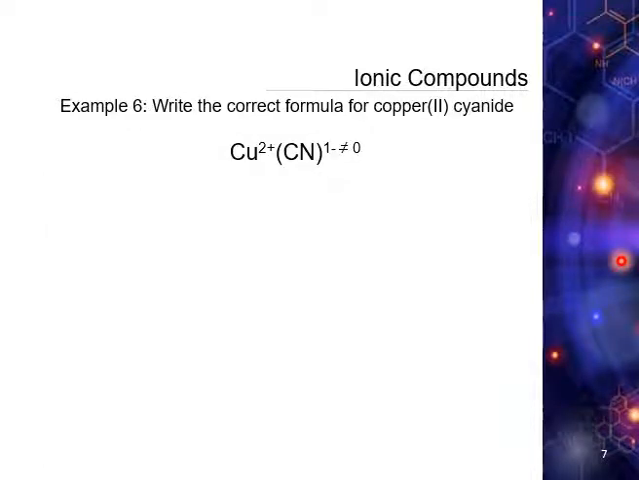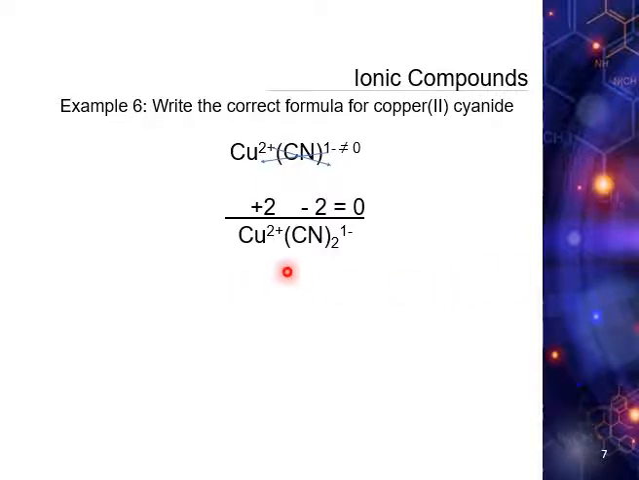A +2 and a -1 is not equal to 0. So you cross them down. You bring the 2 down and the 1 down. We don't write 1, and when they become subscripts, they're positive. So it's going to be copper 2+ and CN, 2 of those. A +2 and a -2 is equal to 0. So the correct formula will be Cu(CN)2, with CN taken twice.